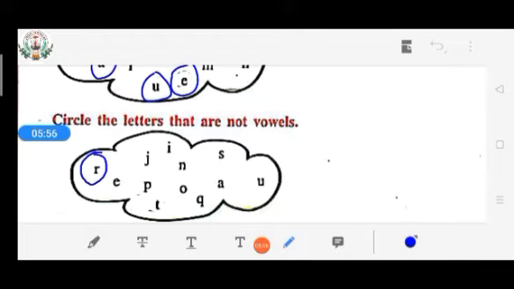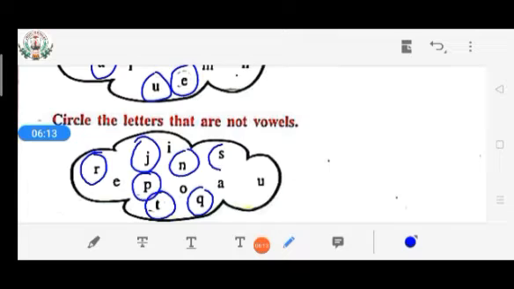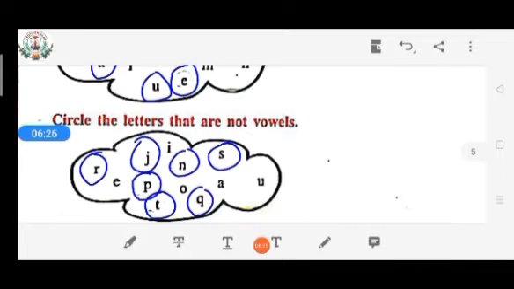R, J, P, T, N, Q, S. So, you have to circle the consonant letters. It means that you have to circle the consonant letters.